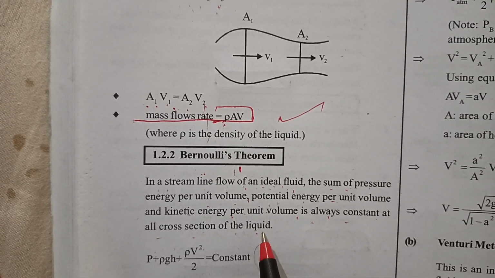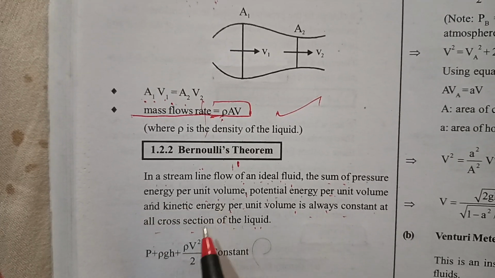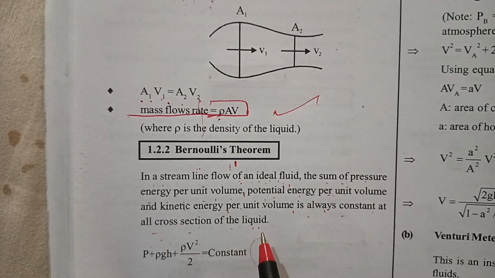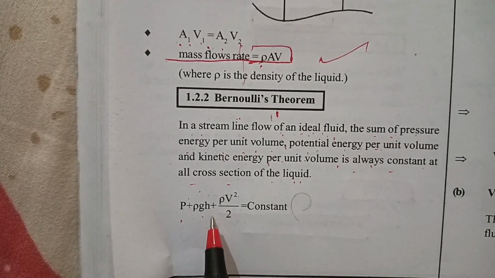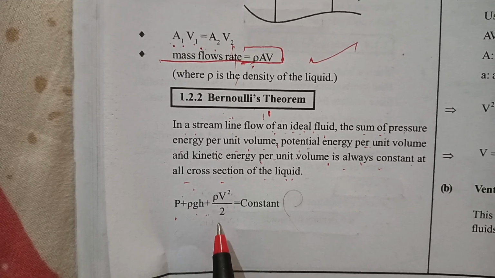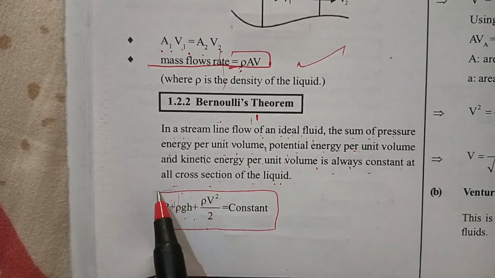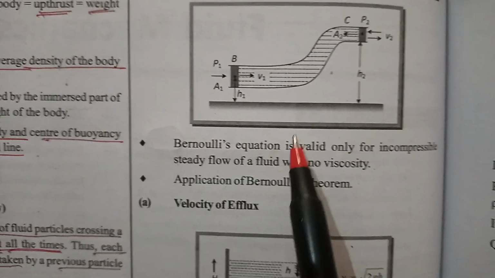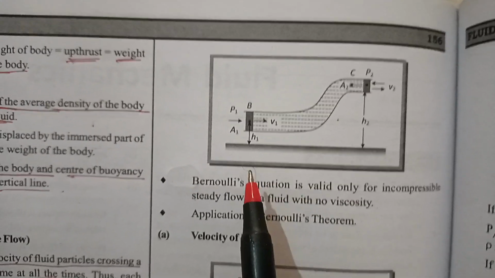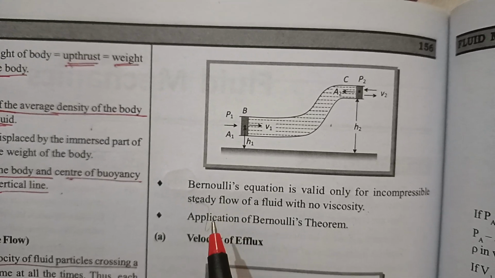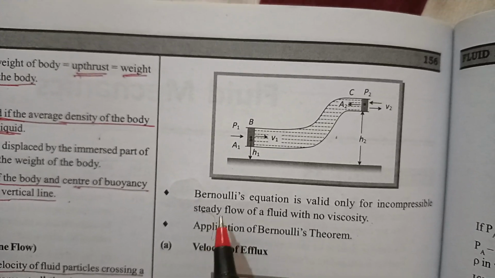So the sum of the pressure energy per volume जो है वो equal रहेगा across all the cross section area of that liquid. So it will be P plus rho g h plus half rho v square, which is equal to constant. And Bernoulli's theorem बेटा इस तरह से इसको रिप्रेजेंट किया जाता है. किसी भी MCQ में, even you may be asked a question by giving a diagram also. तो आपको इसको ध्यान में रखना है.